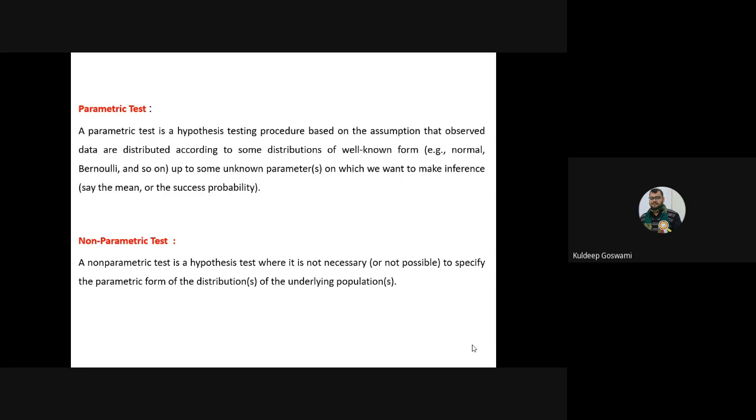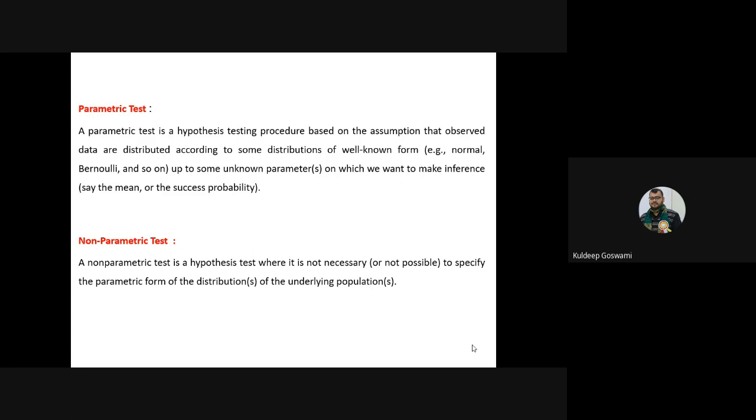Before using any kind of parametric testing procedure, you have to check the normality assumption, whether the data follows normal distribution or not. First, the normality test. If the data follows normal distribution, then only you can use a parametric test. But what happens when the data doesn't follow normal distribution? Then you have to go with the non-parametric test.